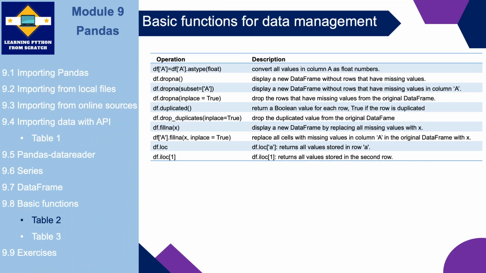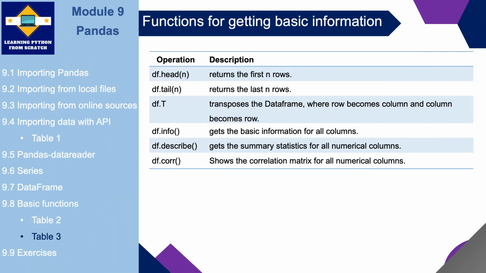Table 2 provides basic functions for data cleaning, including figuring out empty cells, converting data types, replacing values, and deleting duplicate records. Table 3 provides functions for getting basic information, including transposing a DataFrame, generating summary statistics, and producing a correlation matrix.